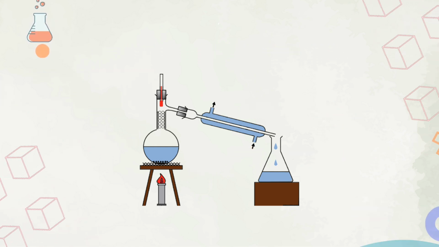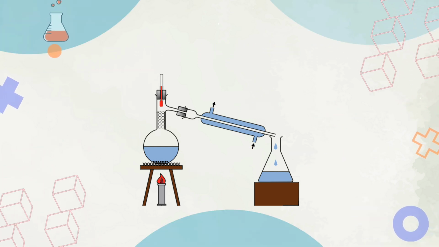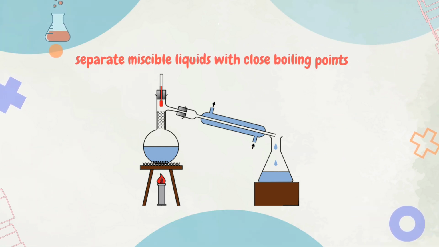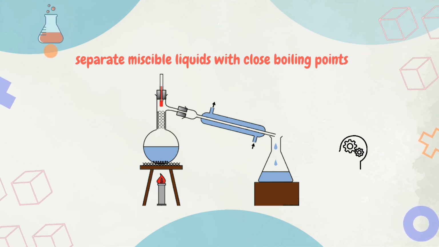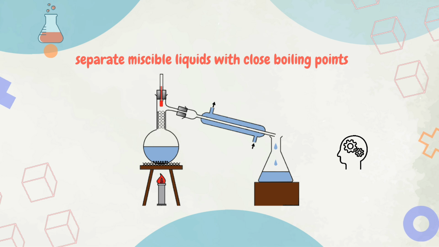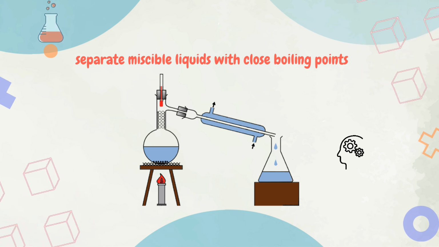To recap, fractional distillation is a separation technique used to separate miscible liquids with close boiling points. A speed challenge. Can you summarize fractional distillation in one sentence? Share your best one-liner explanation in the comments.